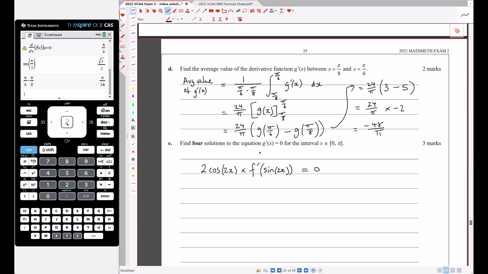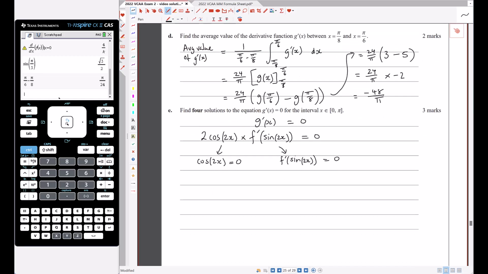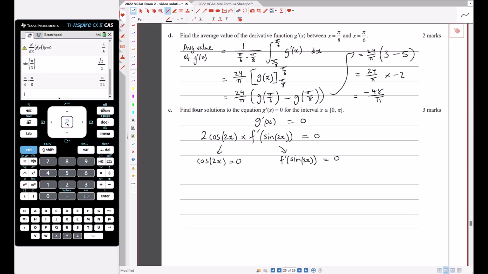Equals 0. So that is g dash of x equals 0. If we think about null factor law, this means that either cos of 2x equals 0 or f dash of sine of 2x equals 0. Let's see what we can get here from 0 to 2 pi. We'll get a couple of solutions out of the cos 2x bit.